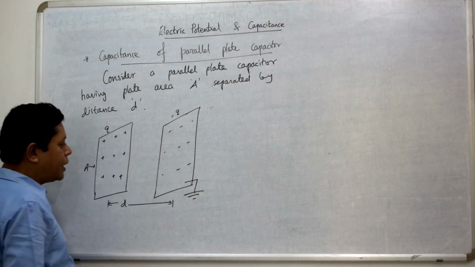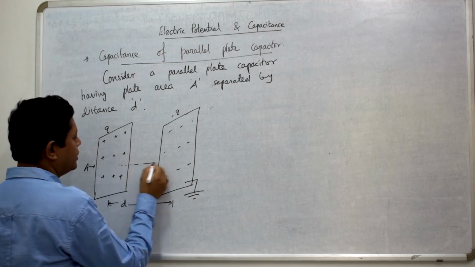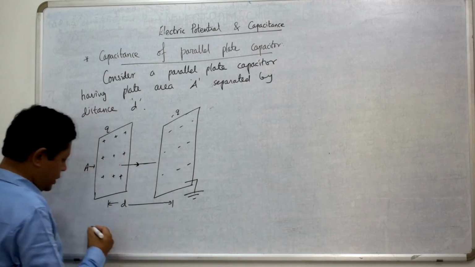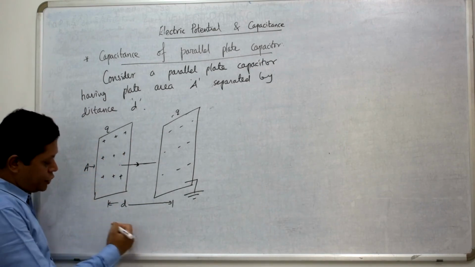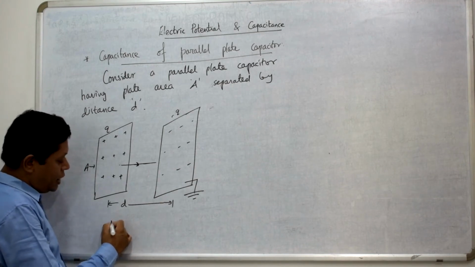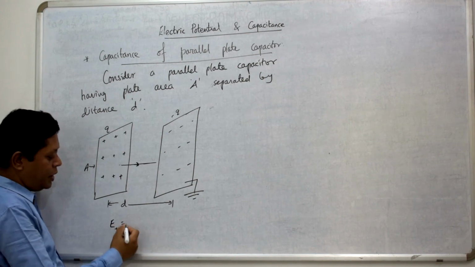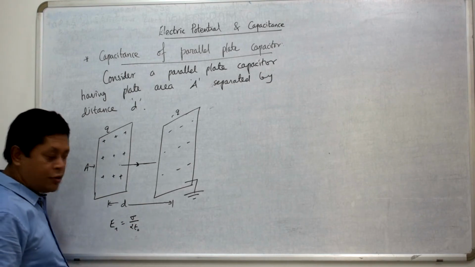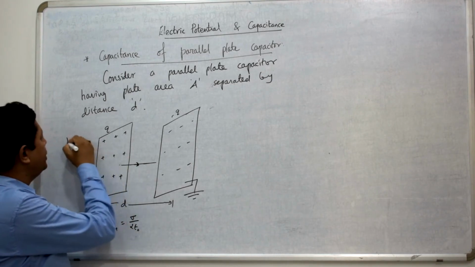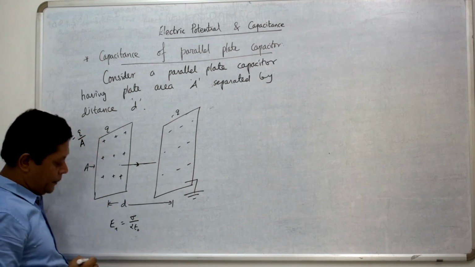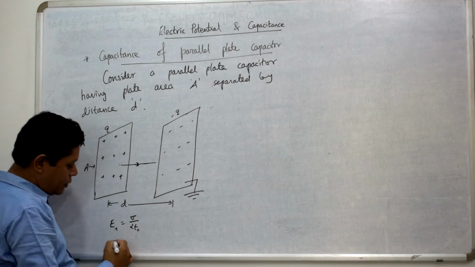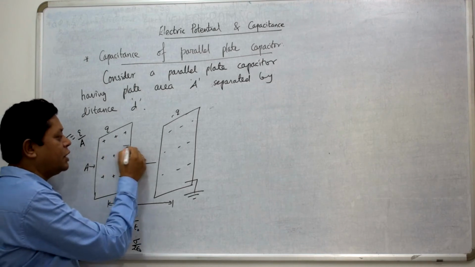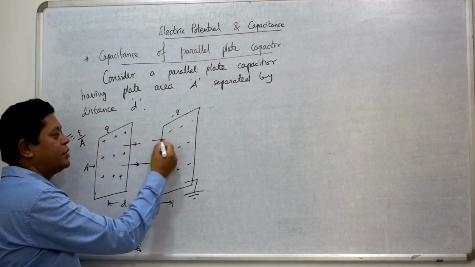Because of this, there is an electric field between these plates, from positive to negative, and the value of that will be, as you know, the electric field due to a charged plate, according to the second application of Gauss theorem we had: E due to this positive plate is equal to sigma by 2 epsilon 0, where sigma is the surface charge density, sigma is equal to Q by A. Similarly, due to the negatively charged plate, the electric field is also sigma by 2 epsilon naught. For positive charge the direction is outward, and for negative charge it is inward.